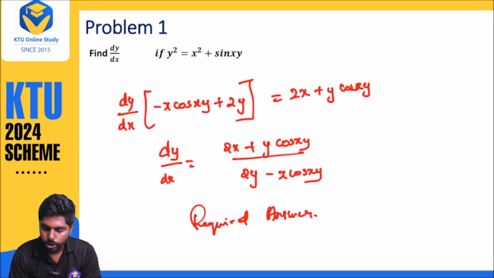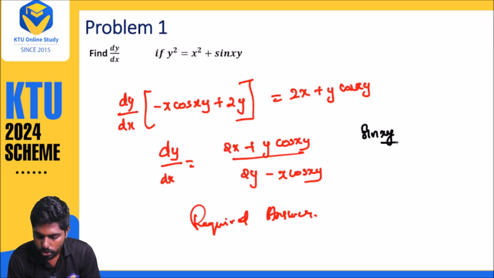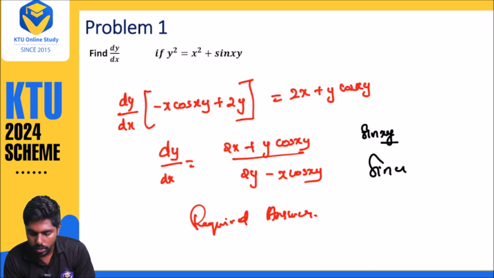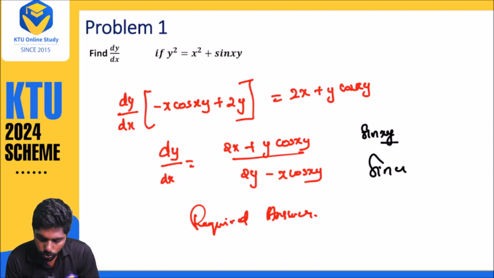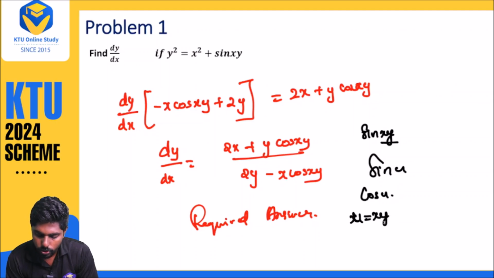You want to be aware of the chain rule here. They have given sin xy, so you take sin u, where u is equal to x into y. The derivative of sin u is cos u. Then for the u function, u is equal to x into y, and we know that x and y are differentiable, so we use the uv formula.